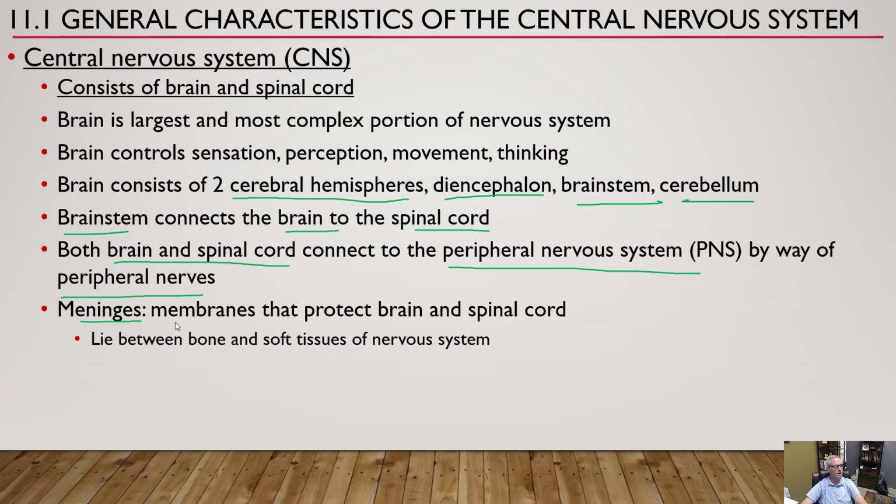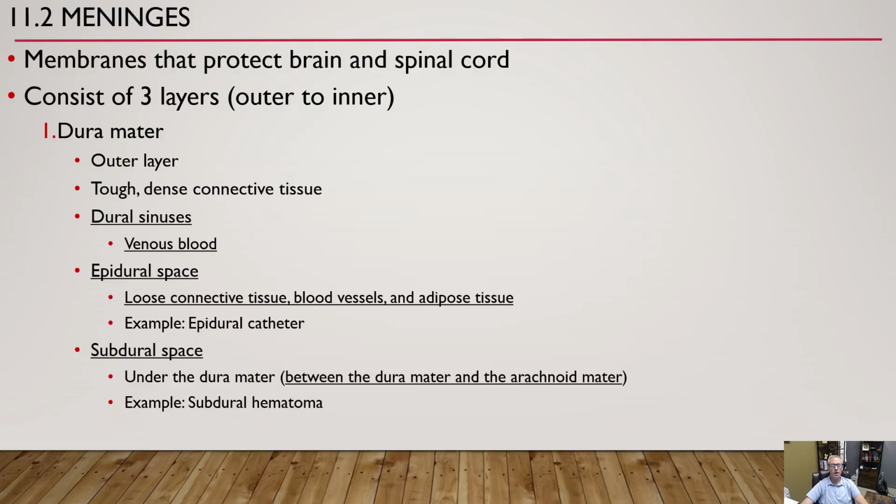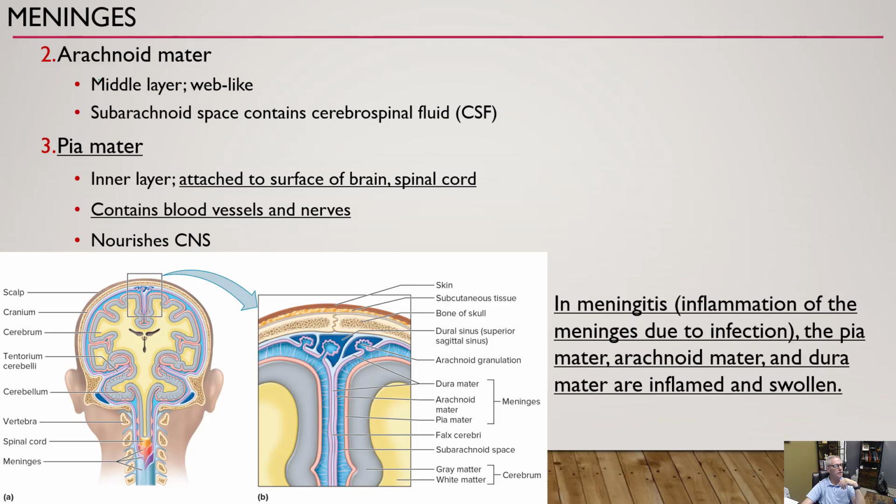Meninges are just membranes that protect the brain and spinal cord. There are three meninges, and they lie between the bone and soft tissue of the nervous system. There are three layers, and I remember them from outer to inner. We have the dura mater, M-A-T-E-R, not M-A-T-T-E-R. The outer layer is the dura mater. Then I'll show you the dura, arachnoid, and pia mater. I just remember DAP: dura, arachnoid, pia.